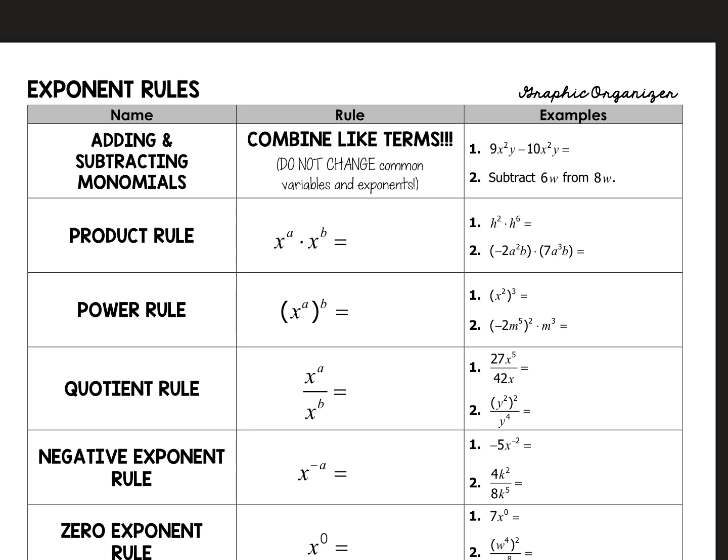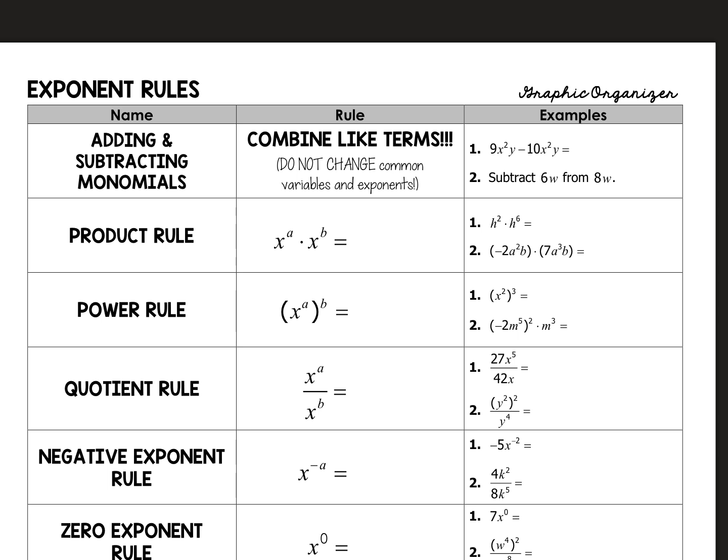So you will want to use this as a reference when you do your homework that's going to be given today, and it would also be great for quiz or test assessments. So make sure that you keep this worksheet handy because it will help you with the rest of this unit.